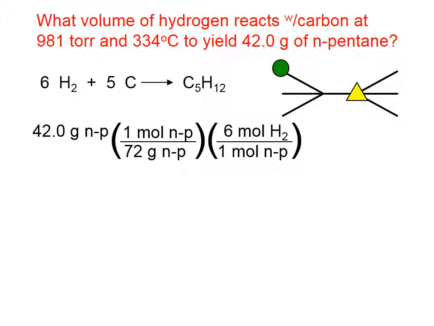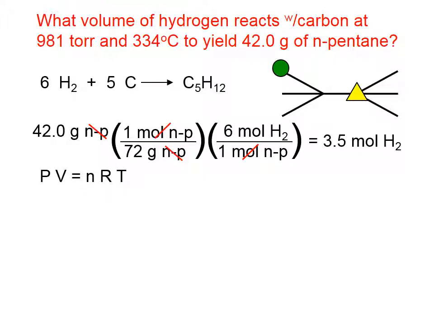I just wrote NP for normal pentane instead of C5H12 because it takes up less space. In any case, we can find the molar mass of normal pentane to be 72 grams, and the ratio from the balanced equation between moles of pentane and moles of hydrogen is 1 to 6. That yellow triangle has a value of 3.5 moles of hydrogen.